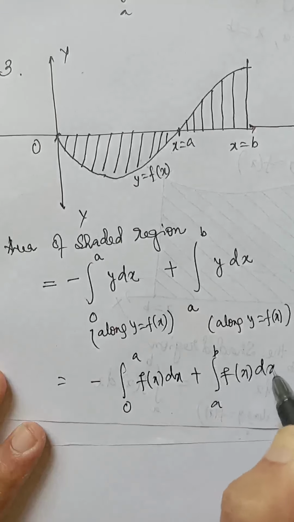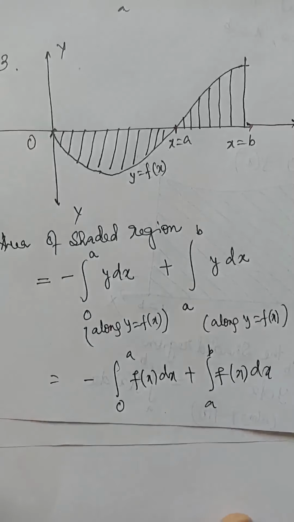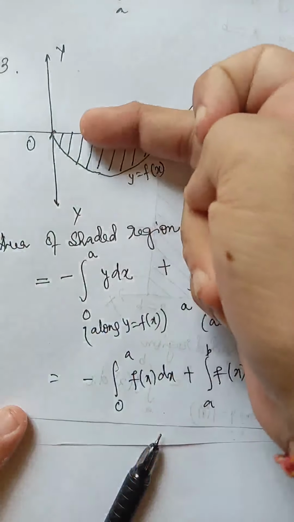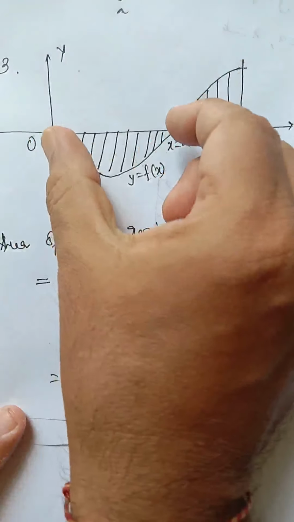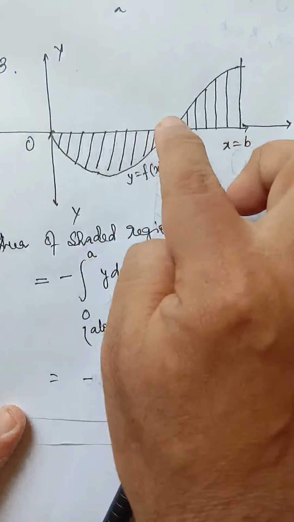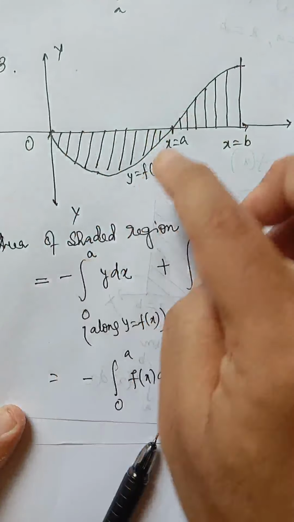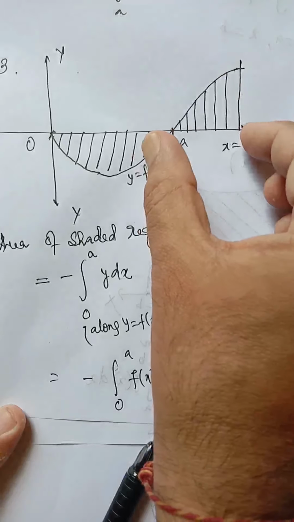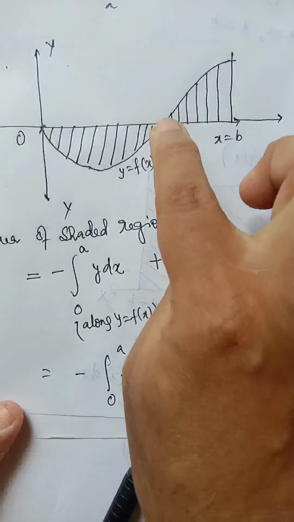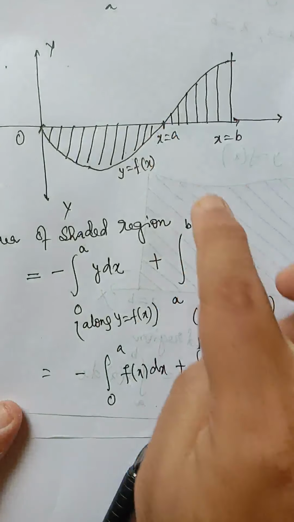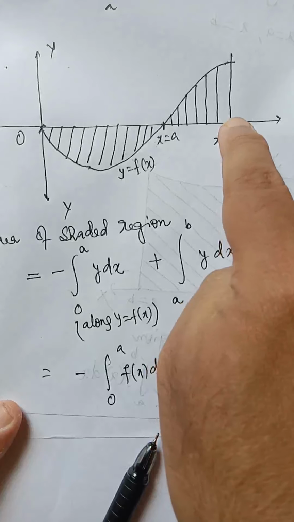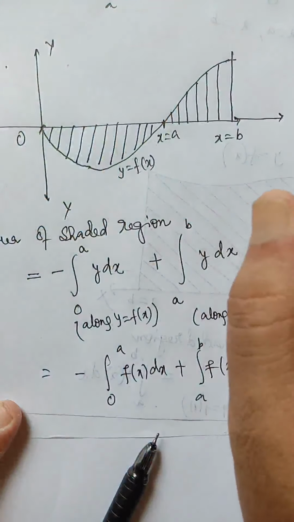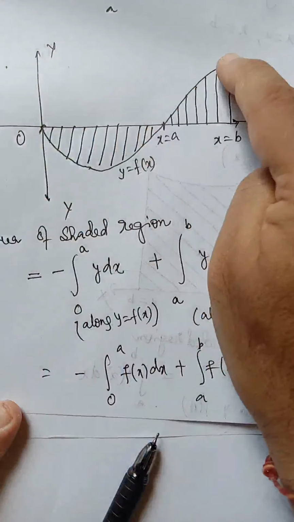This is the area of this particular region. So be careful when we are considering the x-axis as boundary. If the region lies below the x-axis, the formula will be y dx from 0 to this, we have to add a minus sign. And if the particular region lies above the x-axis, the area will be y dx from a to b. For this we did not add a negative sign because this region lies above the x-axis.